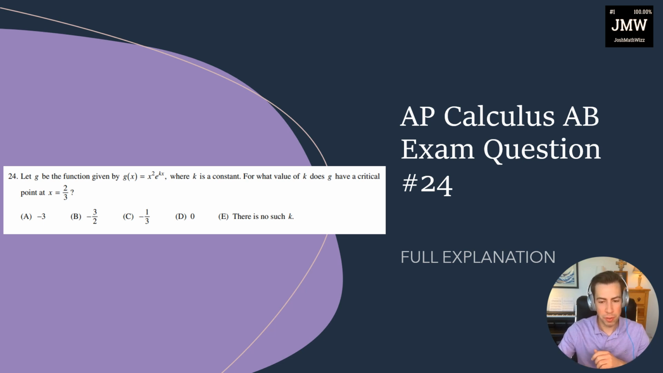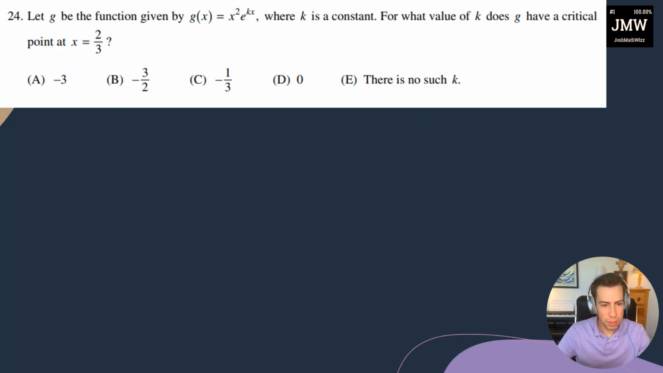Okay, question 24. So we have let g be the function given by this function here, where k is a constant. For what value of k does g have a critical point at x equals 2/3? So first thing I'm going to do is I want to figure out, what is that critical point? So I'm going to take the derivative of both sides.